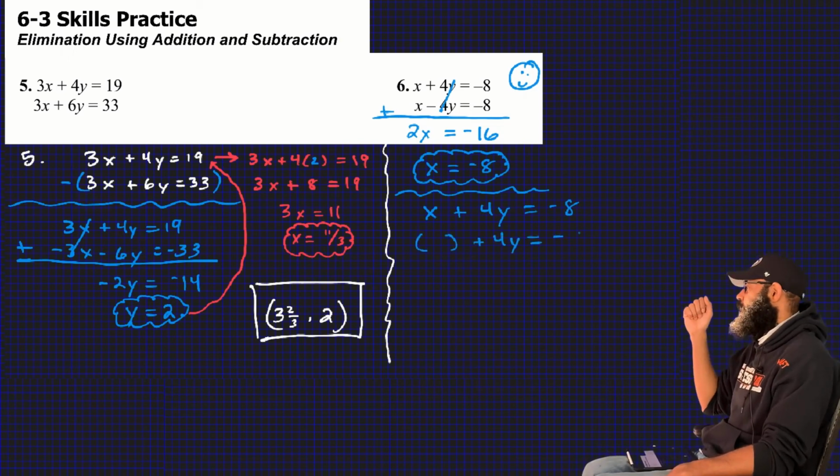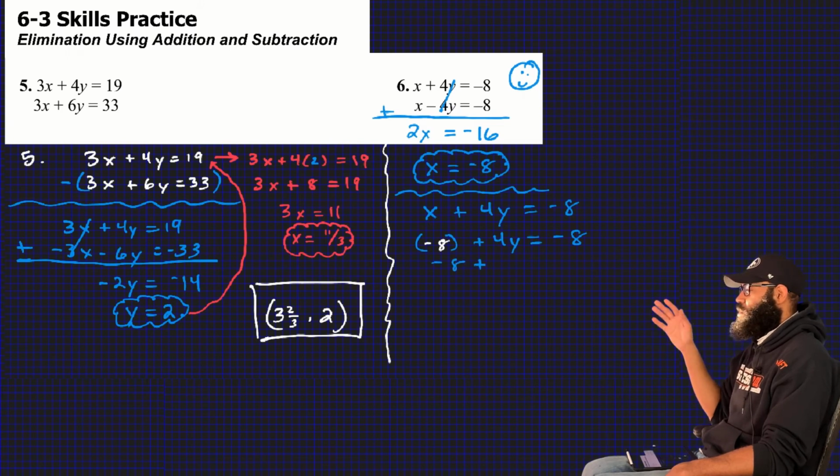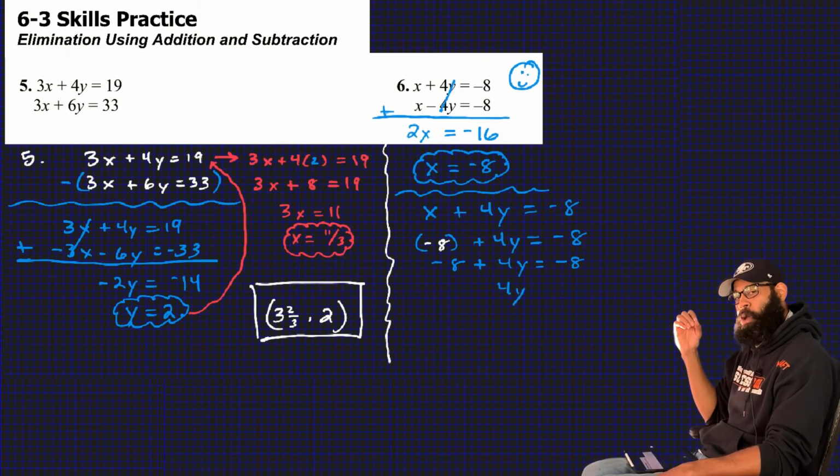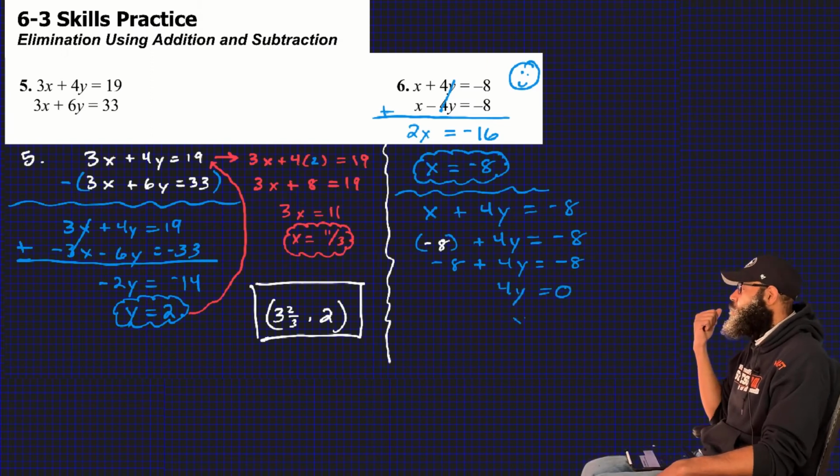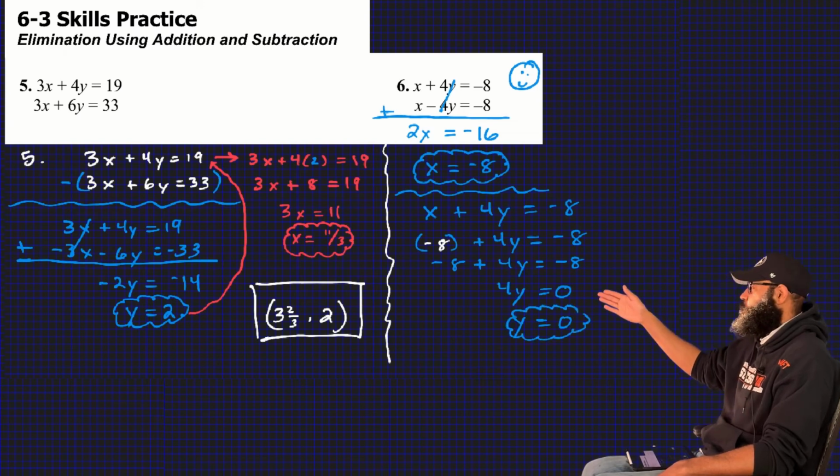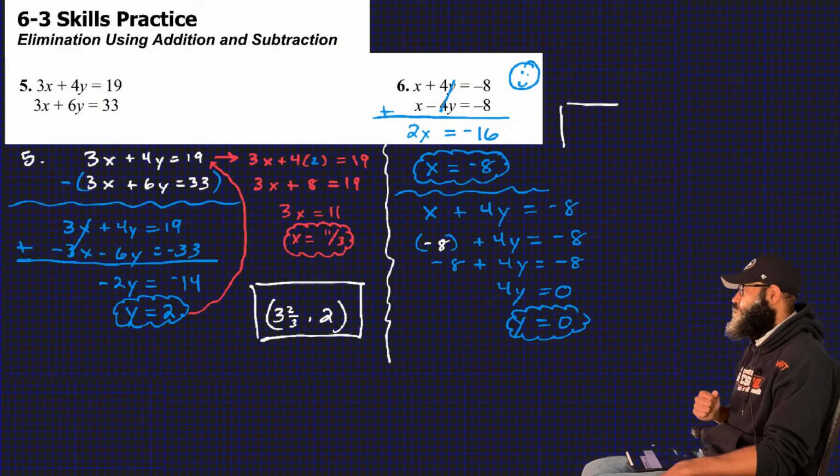x plus 4y equals negative 8. So negative 8 plus 4y is equal to negative 8. And I go, hold on, if I add anything to negative 8, how is this going to be anything other than negative 8? Oh, it must be 0. So we end up adding 8 to both sides. That's why the negative 8 disappeared on the left and the negative 8 disappeared on the right. 4y is equal to 0, therefore y must equal 0.